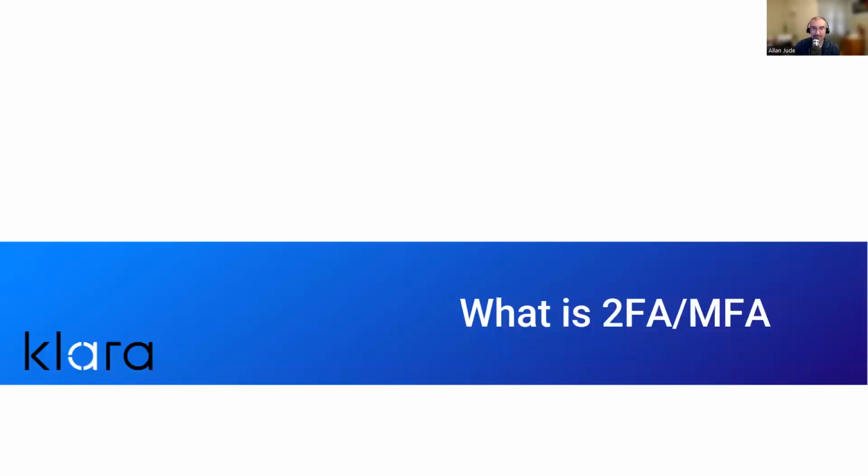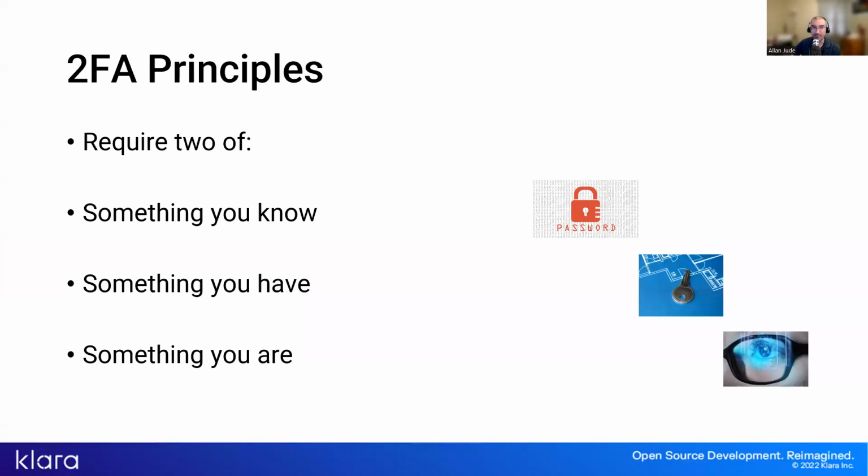So lastly, we want to talk about what two-factor or multi-factor authentication actually means. The most basic principle here of two-factor authentication is that you need two different factors or types of things in order to log in. So instead of just knowing your password, you also have to have a security token that generates a key, or you have to scan a fingerprint or a facial recognition or something like that. So it's requiring at least two of these different types of authentication.